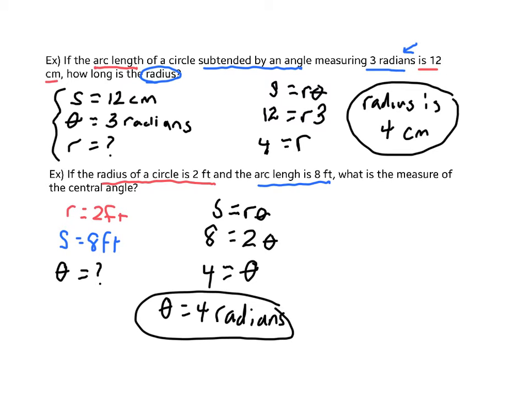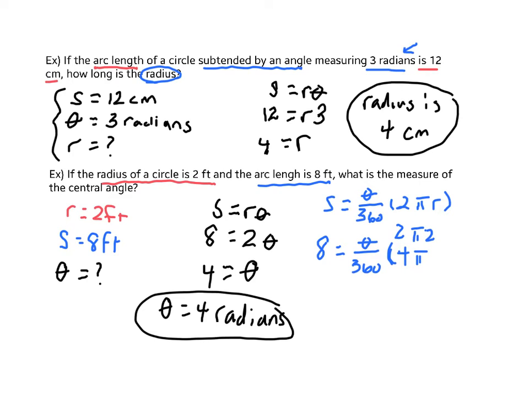If I had to do this one in degrees, my only difference is I would use the formula S equals theta over 360 times 2 pi r, which clearly is a much more annoying formula. We can do that though, just to see how it would go. So I would say 8 equals theta over 360 times 2 pi 2, which multiplies to 4 pi.